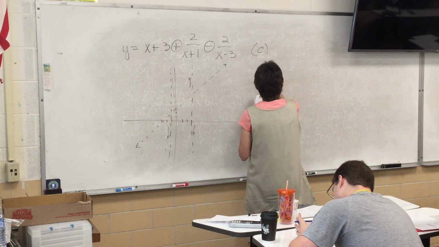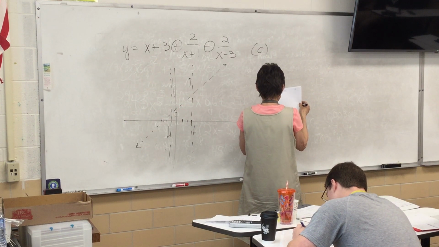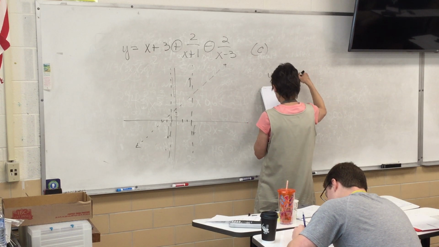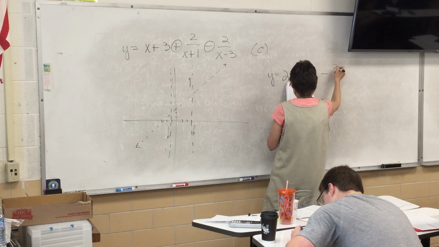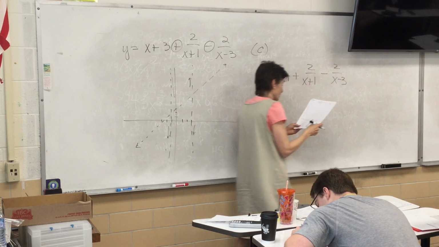Let's try the second one and see if we can do that. Actually, let's go down and do this one: 2 plus 2 over x plus 1 minus 2 over x minus 3. The second one from the bottom.